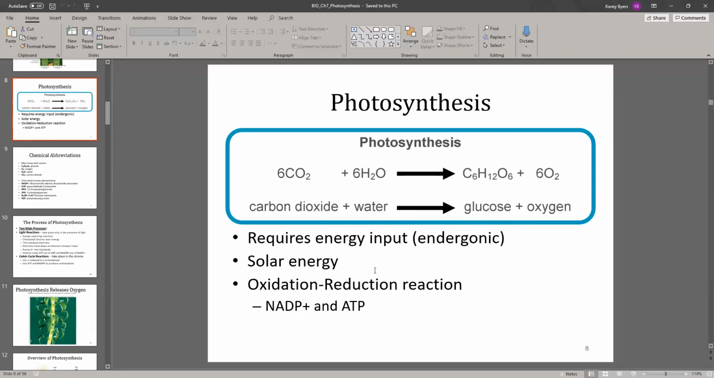This is an oxidation reduction reaction because we're taking electrons from one compound and putting them into the other. So one substance is oxidized, or losing electrons, and one substance is reduced, they're gaining electrons. The carriers in photosynthesis are going to be ATP, our high energy currency, and the B vitamin battery, that coenzyme, NADP.